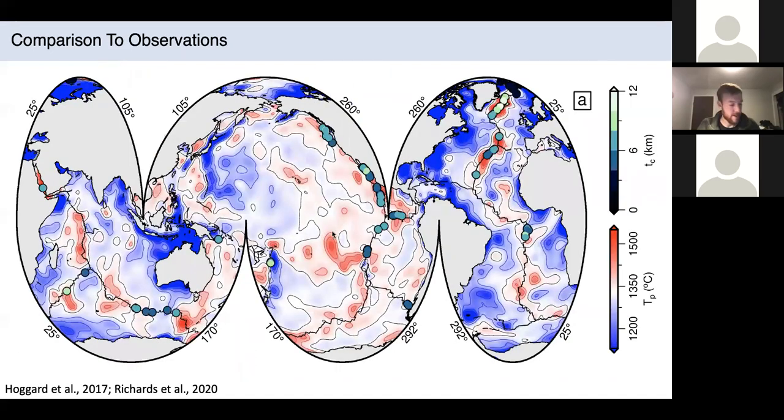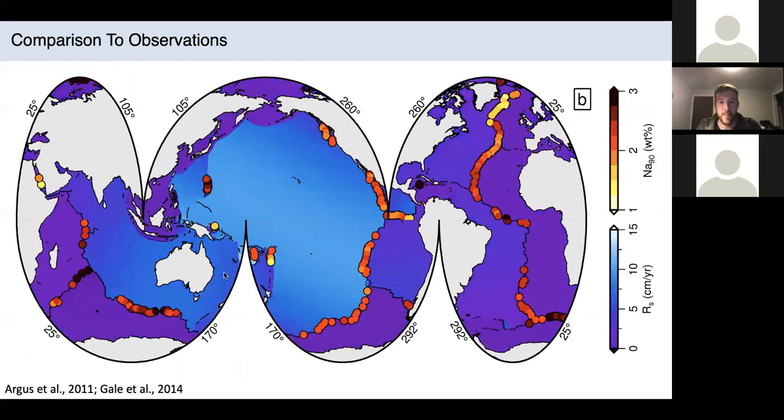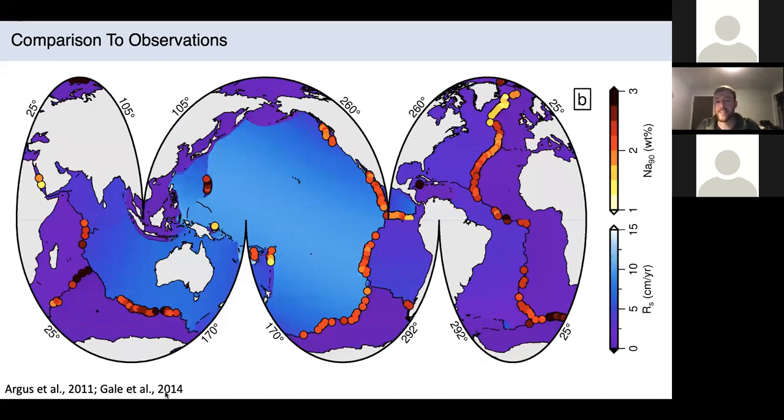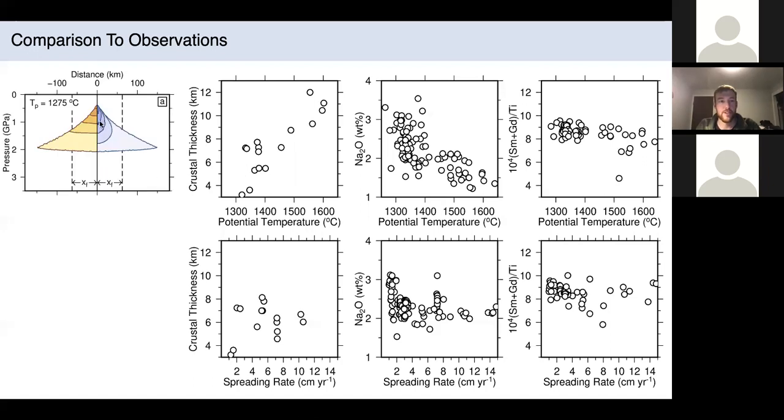So to do that, we're going to compare to observational data. We take crustal thickness estimates from Hoggard et al. 2017 and temperature estimates at mid-ocean ridges from Richards et al. 2020. We then use spreading rates from Argus et al. 2011 and sodium concentrations from Gale et al. 2014.